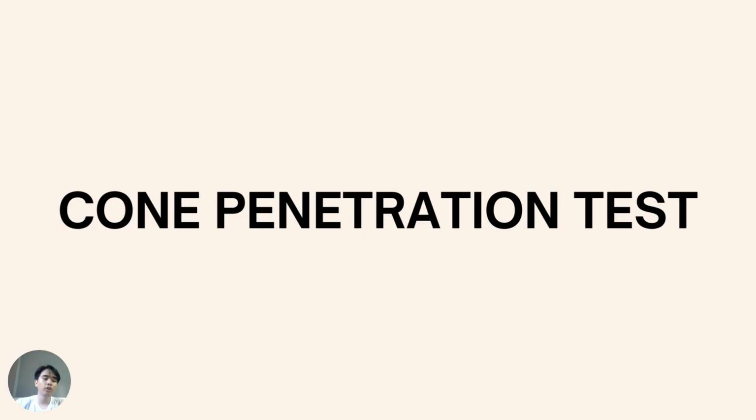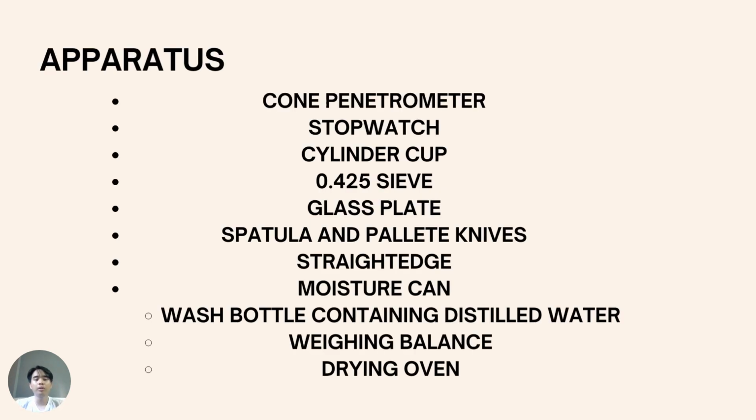That's all for the particle density test. We move on to the cone penetration test. First, we talk about the apparatus: cone penetrometer, stopwatch, sieving cup, 0.425 mm sieve, glass plate, spatula and palette knives, straight edge, moisture can, wash bottle containing distilled water, weighing balance, drying oven.